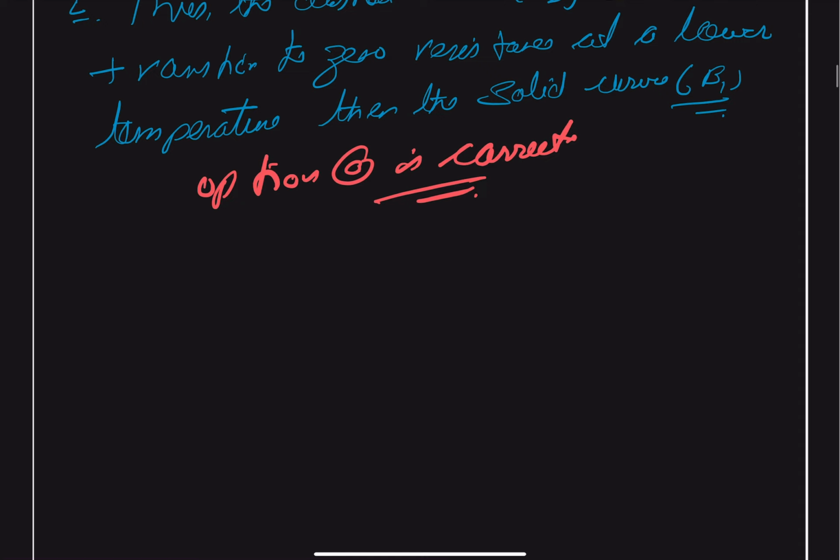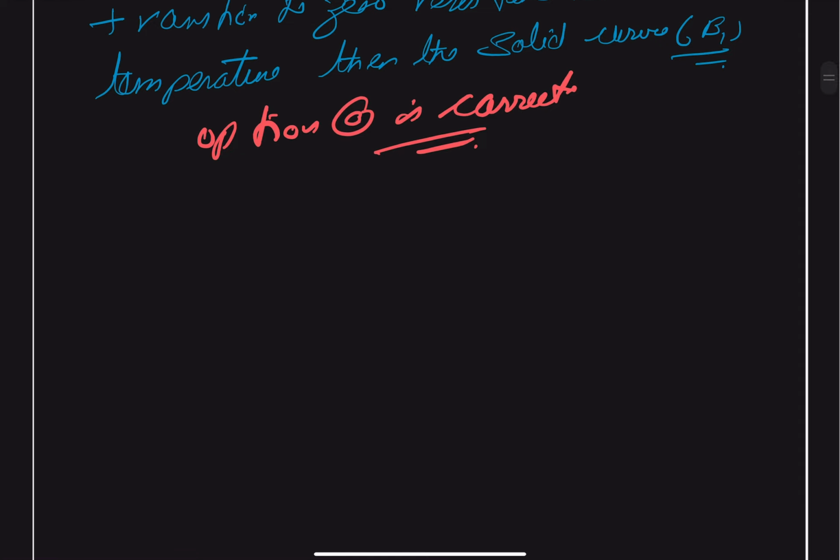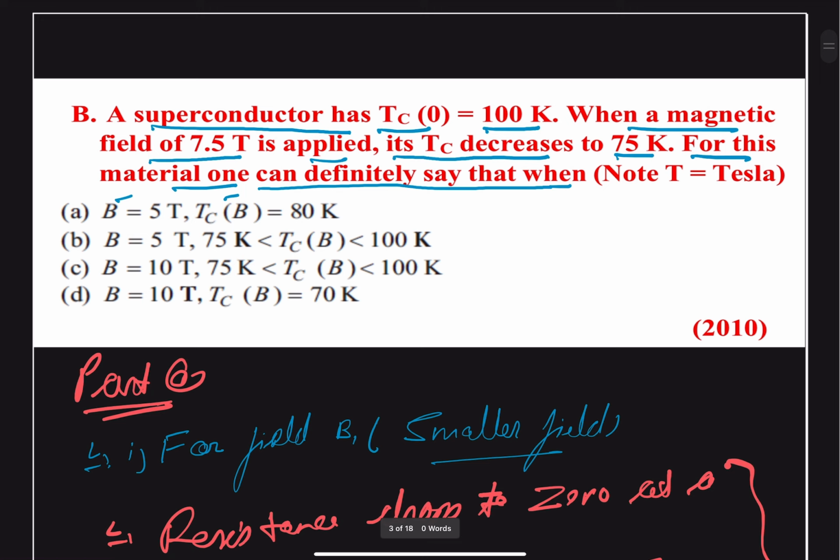Now we come to part B. In part B, it is given that the zero critical temperature of a superconductor is 100 Kelvin, and we are also given a magnetic field that is 7.5 Tesla. And this Tc, critical temperature, decreases to 75 Kelvin. Then we have to find the relationship.